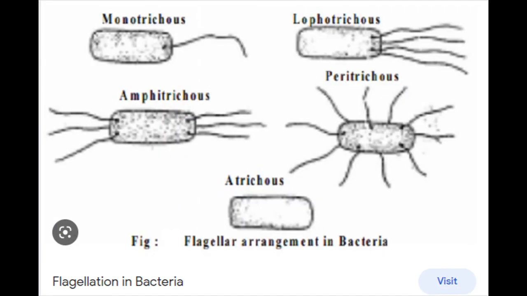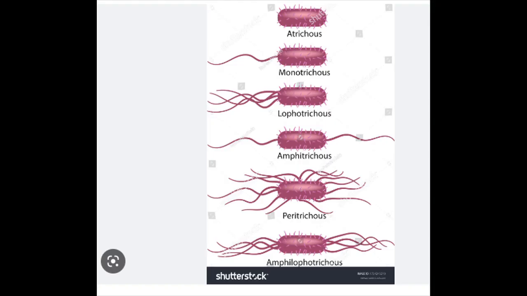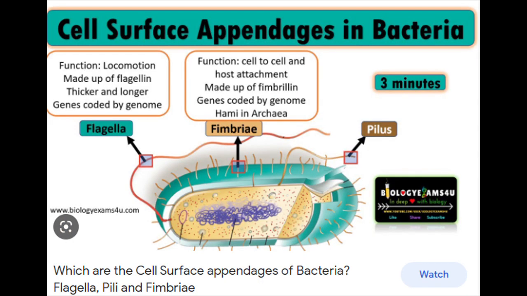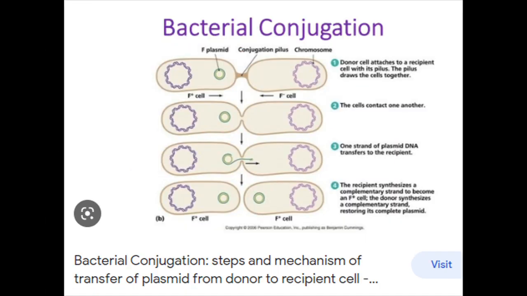Now, let's leave the cell wall alone and move to the capsule. You can check out the difference between the gram-positive cell wall and the gram-negative cell wall and tabulate it in your notes in your spare time. Now, let's move on to the capsule.